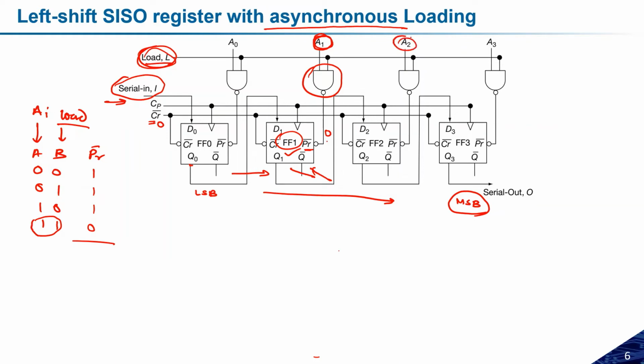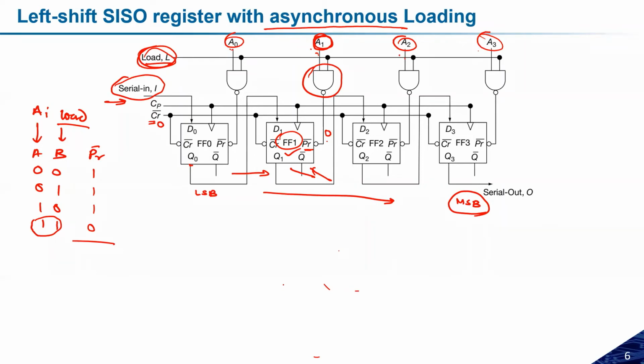That depends on whatever controlling we have here. So A0, A1, A2, A3 are not the inputs. Remember, A1, A2, A3 are not the inputs. They are the controlling signals that decide at which time, or which of the flip-flops, I have to reset or preset. So these are the control signals. This is how this serial input, serial output register works.